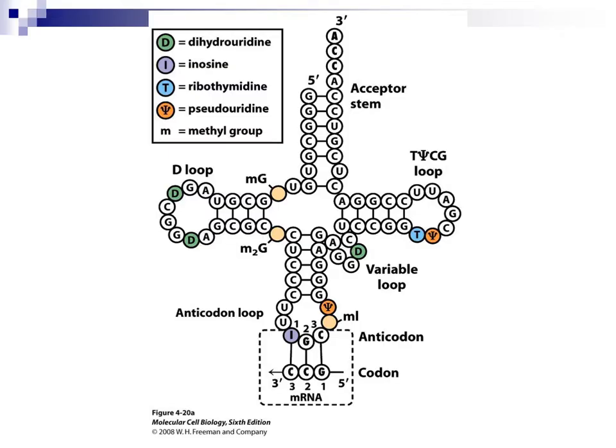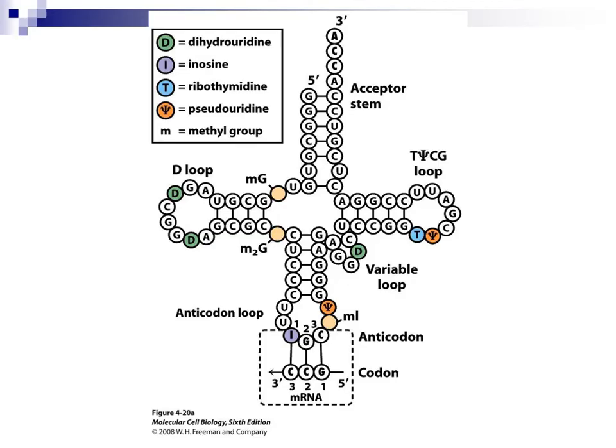Now if that's a little bit confusing, it'll make more sense a little bit later. But there are different transfer RNAs for different amino acids. So the transfer RNA for methionine or for leucine is not going to be the same as for arginine.